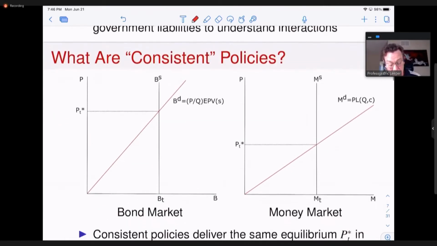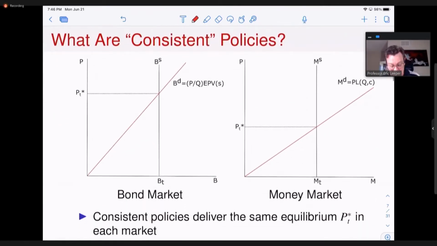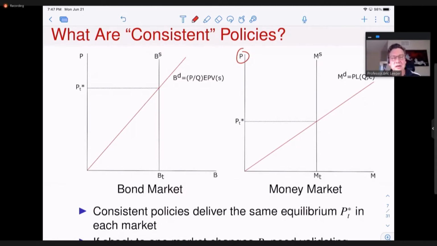So what are consistent policies? Well, you can just plot these demand functions. Like all good demand functions, they're positively sloped. They're positively sloped because I put the price level up here, okay? So what this says is that whether you look at the bond market or the money market, you're going to get some equilibrium P, and that P better also clear the other market.